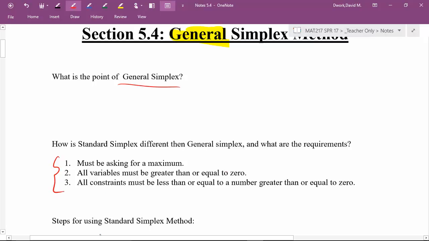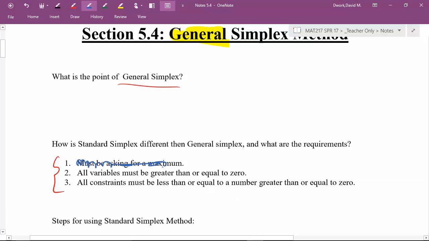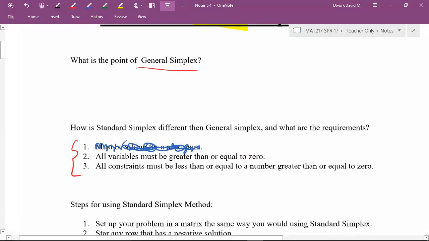So what do we get rid of? Well, with general simplex, it doesn't have to be a maximum. It could be anything, a max or a min. Okay, and also there are no restrictions on our constraints. So the only thing that's left is the real world constraints. The only thing that's left is all of our variables just have to be talking about positive numbers. So again, no negative amount of cars are allowed to be made.